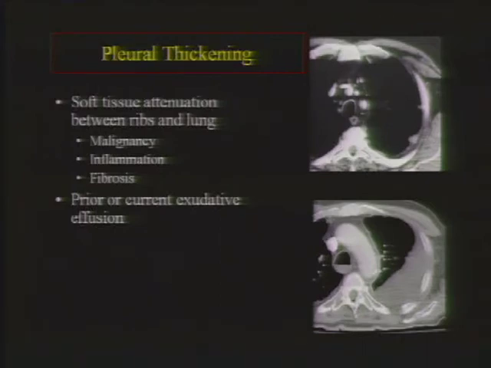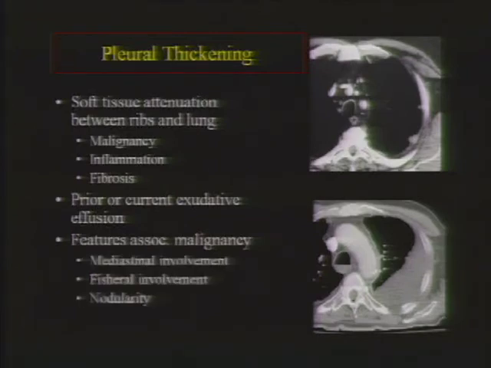So once again, this is a manifestation of exudative pleural disease. It turns out that the character of the pleural thickening can also add specificity. There are certain features that are highly associated with malignancy, and they are mediastinal involvement, fissural involvement, and nodularity.